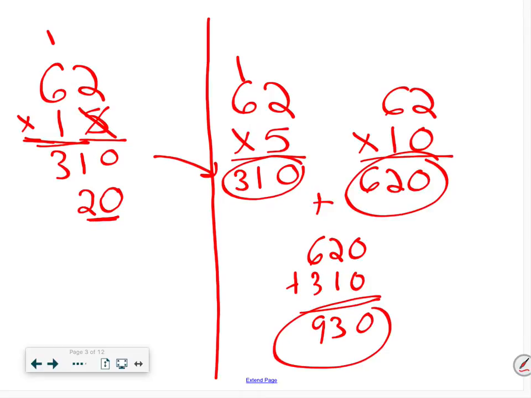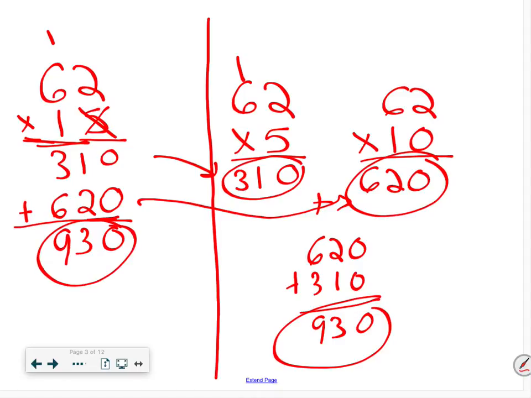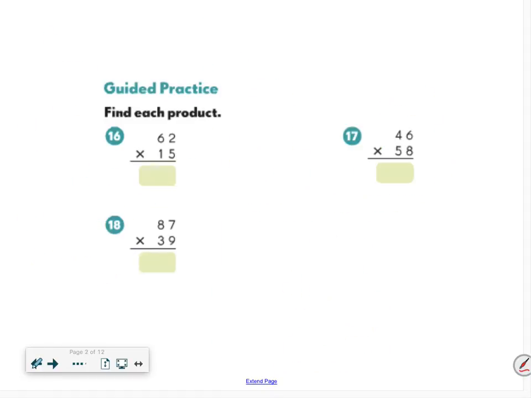Then I could do 1 times 6 is 6. And then look, this 620 is that 620 there. I just did 62 times 10. And it's the same thing, and now I add them up, and I get my same answer, which is 930. The difference is that it's in a nice, straight, streamlined problem, and it's a little bit quicker, and it keeps things a little bit more organized, okay? So we're going to try another one.